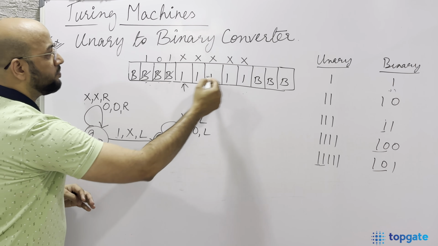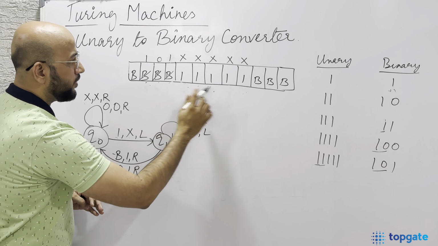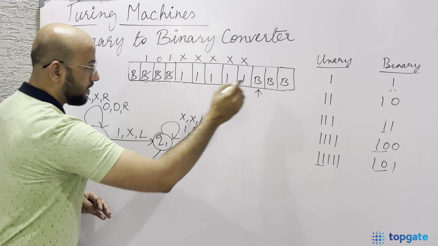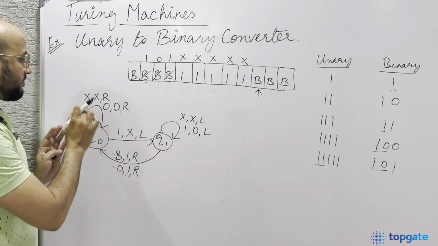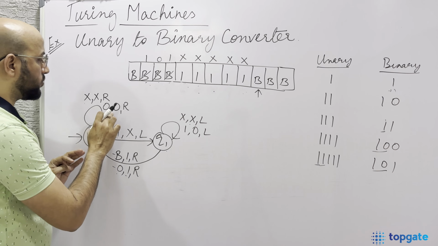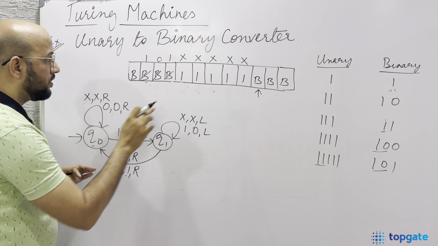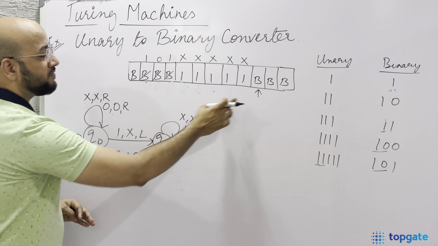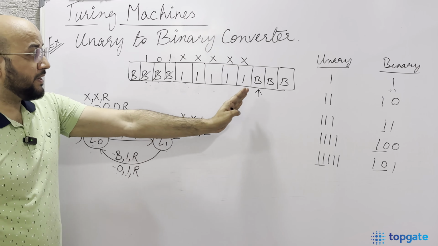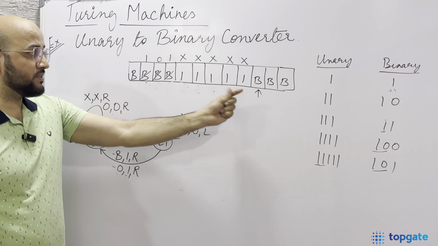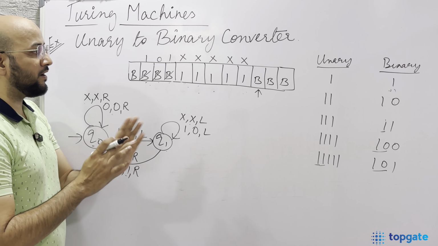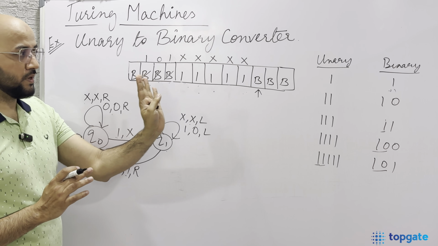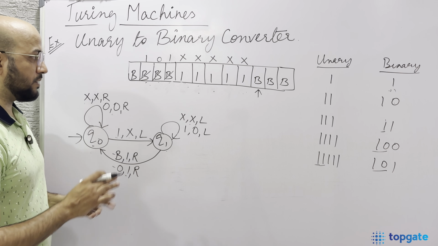So all these x will be skipped and the pointer will point on to this blank now. That means I'm not finding a 1 here. On q naught I have a move for x, I have a move for 0, I have a move for 1 also, but I don't have a move for b. Now what is the meaning of finding a b here? That means all the ones have been processed and I have come to the end of the input side. Clear? That means now my work is complete.